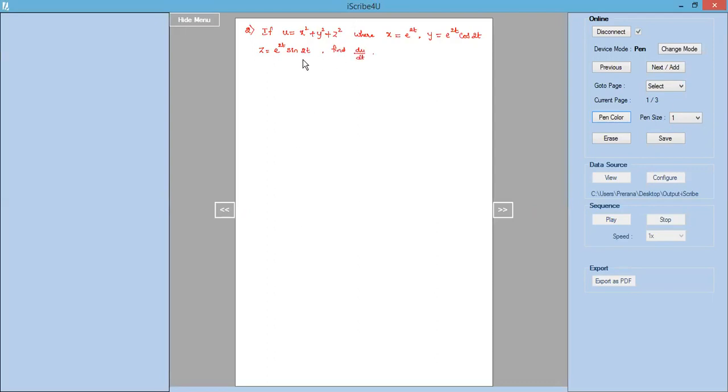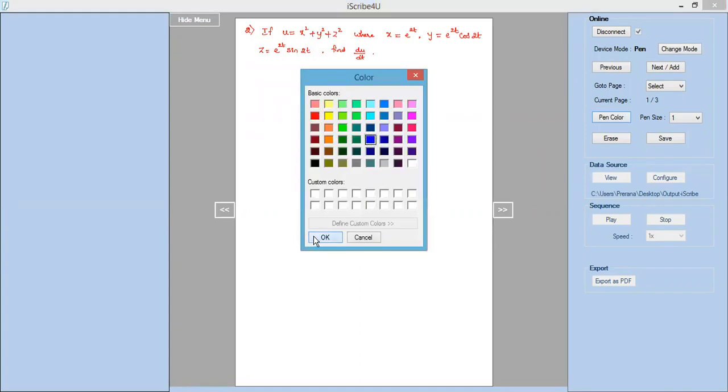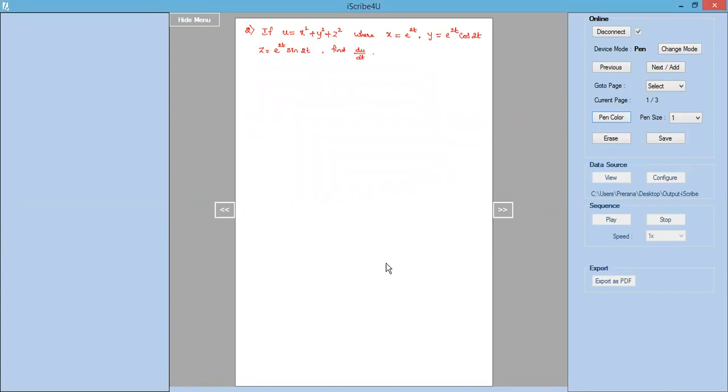So here we observe that u is a function of x, y, z, three independent variables, and x, y, z are in turn functions of t. So we have to find out the derivative du by dt. So let us first write down the formula for du by dt. So here the analysis of the question gives us u is a function of x, y, z, and x, y, z are functions of t. Therefore, u is a function of t and hence du by dt exists.